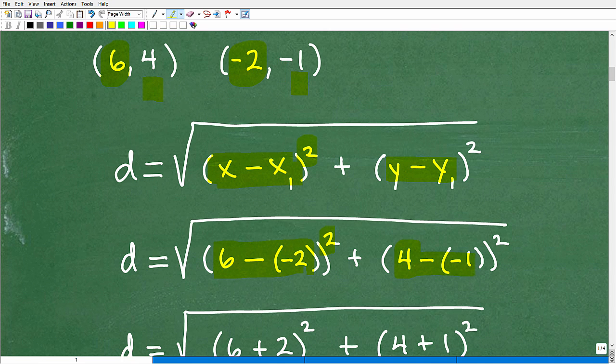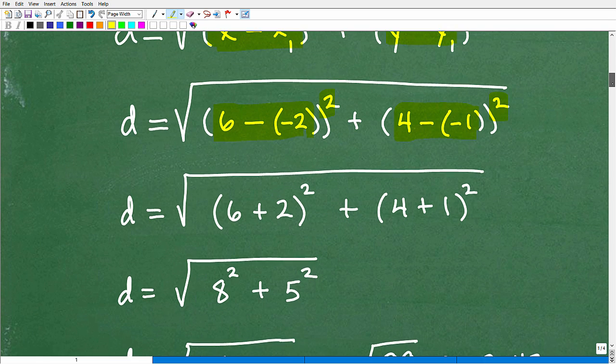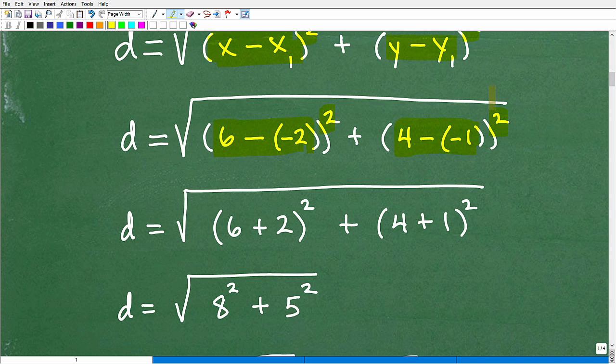So that's 4 minus a minus 1, and then we're going to square that, okay? And let's go ahead and look at the rest of this. Of course, we're going to be taking the square root of all of this in a second, but let's just focus in on the math. So 6 minus minus 2, that'll be the same thing as 6 plus 2, and we're going to square that. And then 4 minus a minus 1 is going to be the same as 4 plus 1, and we're going to square that.